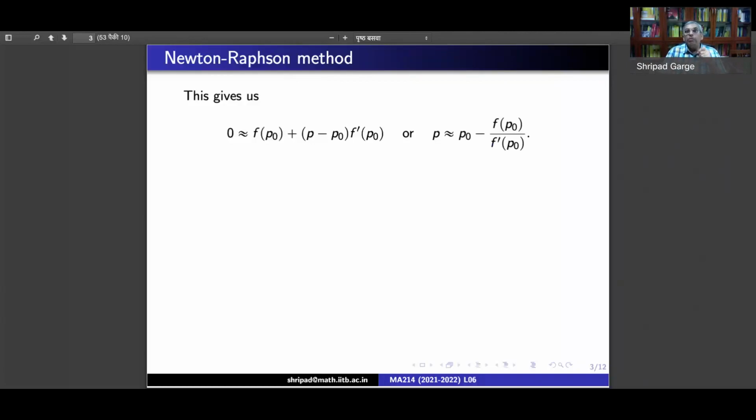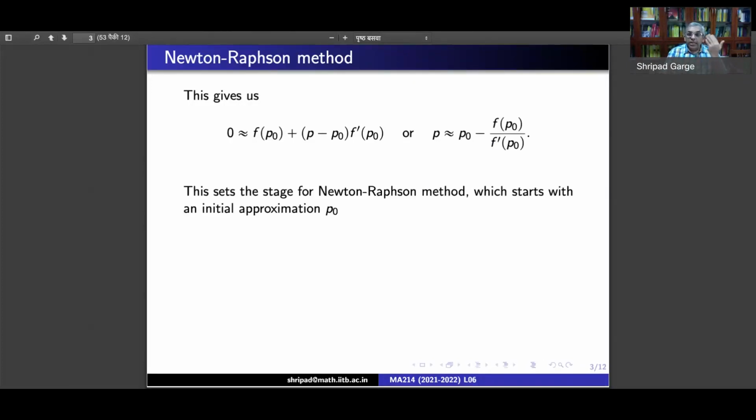Starting from p0, we have bettered it, we have improved it by subtracting this value f(p0) upon f'(p0). Now this is how the Newton-Raphson method begins. It starts with a p0 and then generates the sequence pn by pn equal to pn-1 minus f(pn-1) upon f'(pn-1). So it takes an approximation and improves the approximation by this small correction, and it keeps on doing that until we have our sequence converge to the point p.